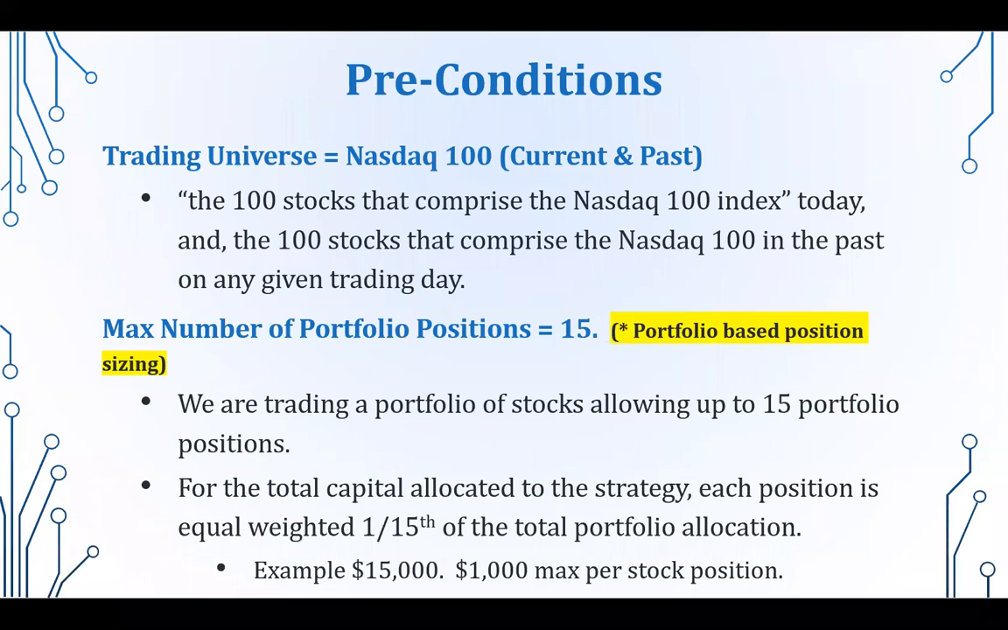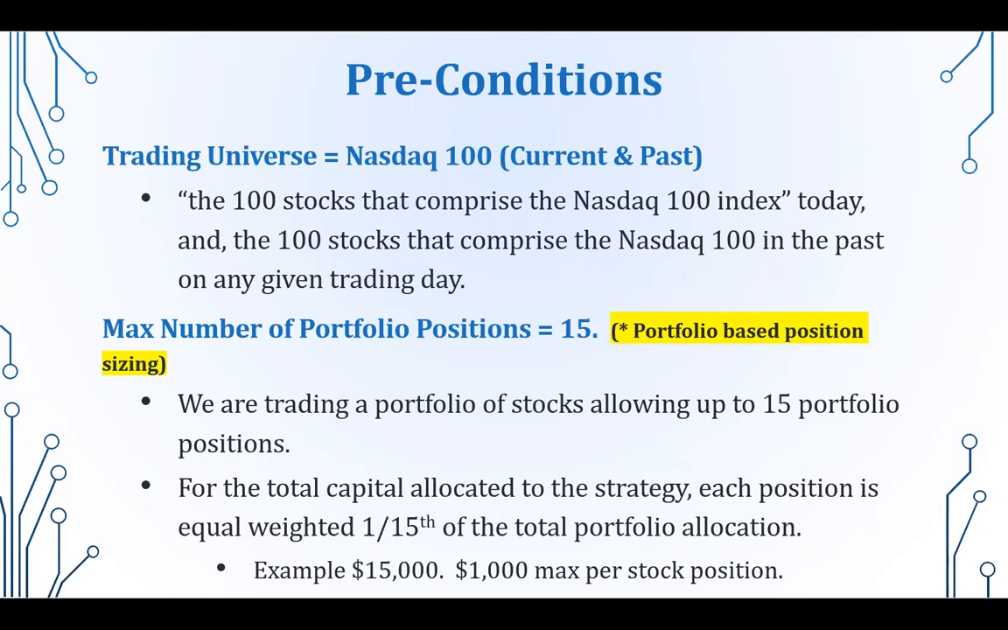So some preconditions of this strategy in our implementation: our trading universe is going to be the NASDAQ 100, current and past. So that means the 100 stocks that comprise the NASDAQ 100 index today, and the 100 stocks that comprise the NASDAQ 100 index in the past on any given trading day.